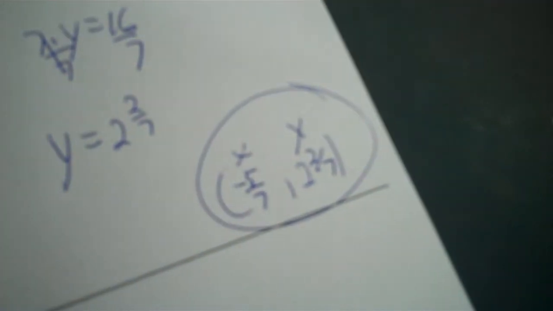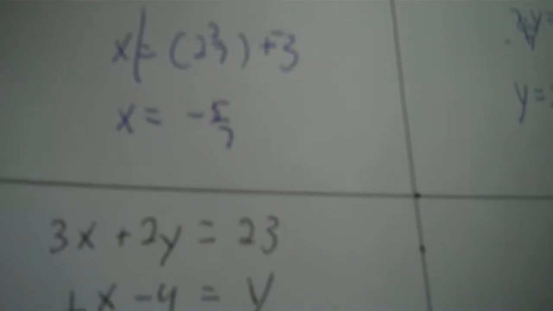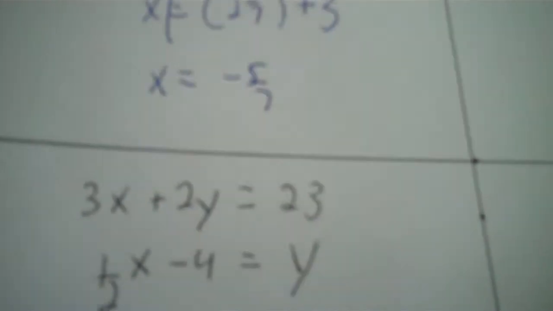And that's your solution. There's no way you'd have figured that out on a graph. You'd have never been able to tell that. These get it more exact. 3x plus 2y equals 23. 1/2 x minus 4 equals y.